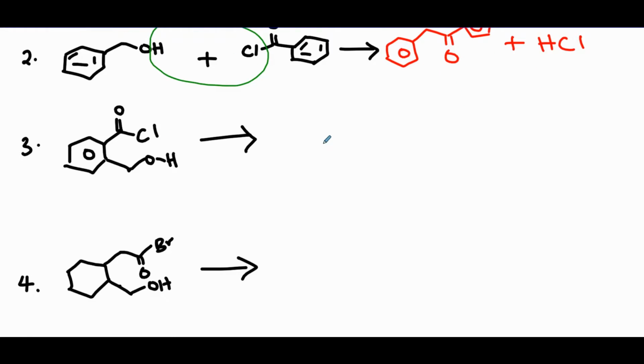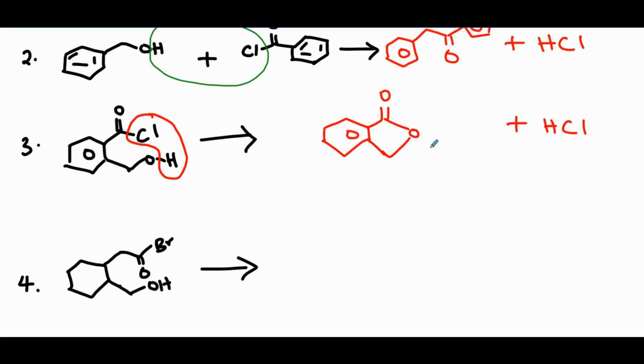Okay, the next example, number 3. The halogen is lost, the hydrogen is lost during the mechanism. In this case, it's going to be a 1, 2, 3, 4, 5 membered ring. Do I have a 5 membered ring? It should be looking something like that.